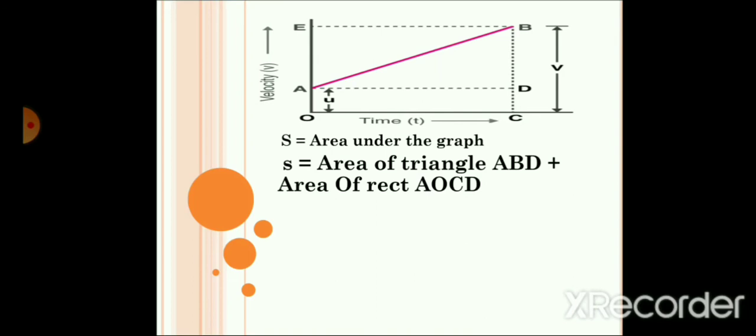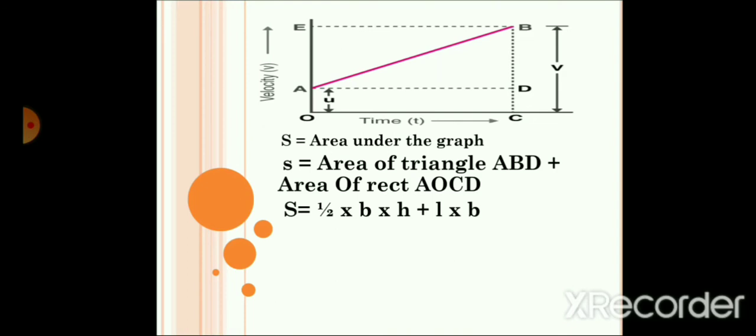What is the formula for finding the area of a triangle? Half into base into height, and area of a rectangle is given by length into breadth. So s will be equal to half into base into height plus length into breadth. Now from the figure, see what is the base of the triangle. The base of the triangle is AD.